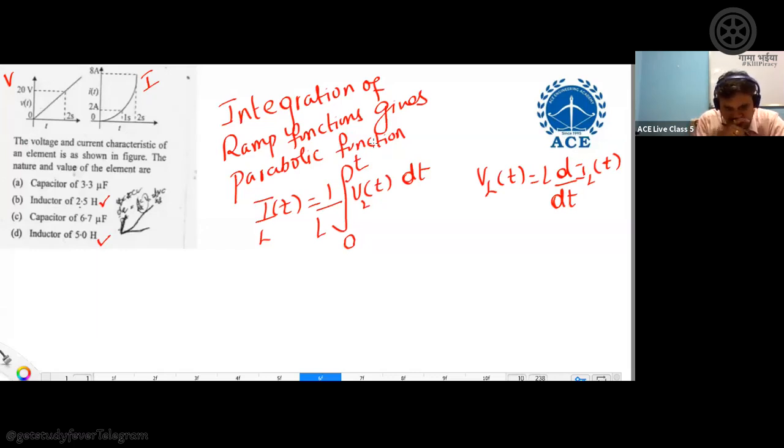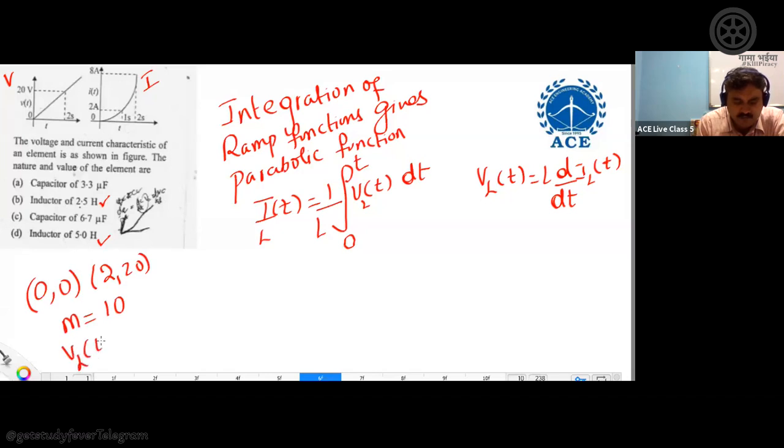Now what is this VL of t expression? Take these coordinates: the starting point is 0, 0, and the coordinate which he has given is x is 2, y is 20. So what is the slope? It becomes 10. So what is your line equation? VL of t will be equal to 10t. Okay, so what will be my IL of t?